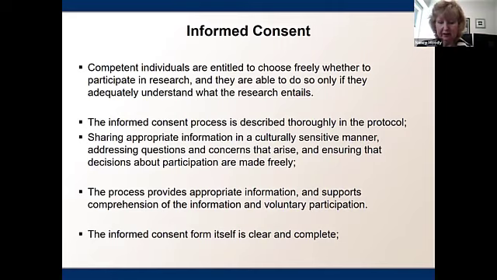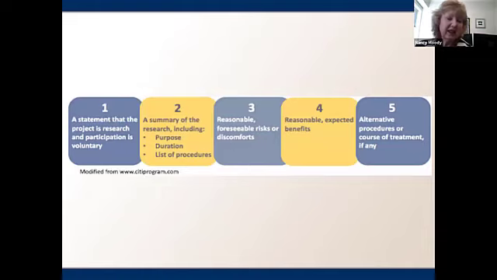So here's kind of a graphic to make it concise. The statement is you're a volunteer. You may stop the research at any time. In the summary, you have to give the purpose, duration, and the list of the procedures, reasonable risks or discomforts, any benefits that are expected, or a statement that there are no benefits, and what is an alternative to being in the study, which might be not to be in the study.